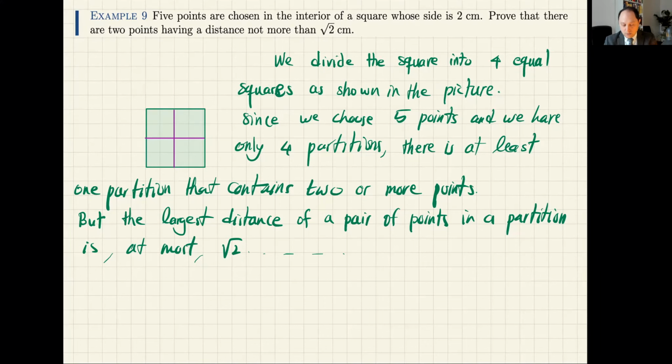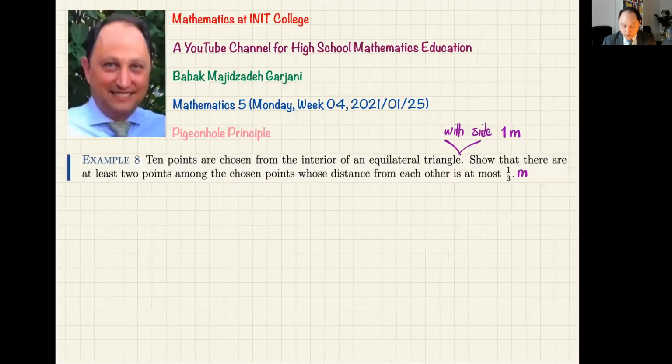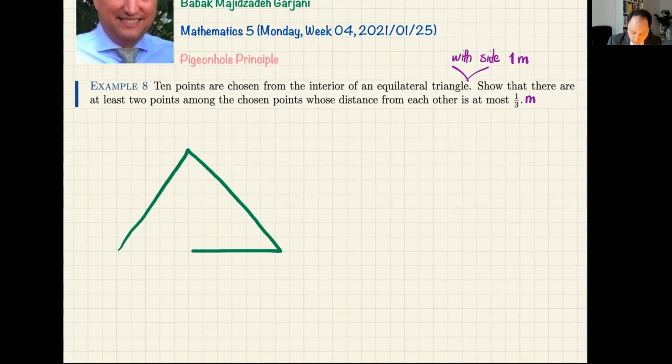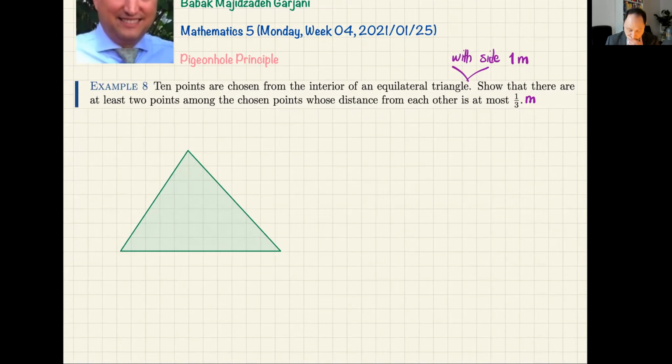Okay, now that you have some experience with this type of problem, let us go back to the problem that I made a mistake on when I was writing it down. Here I have an equilateral triangle whose side length is 1 meter. So let me just draw one of them. Assume that this is an equilateral triangle, so all sides have the same length. Of course, this picture is probably not a good one.